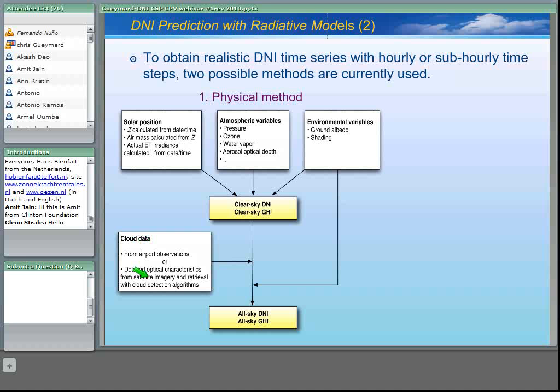With all this, now you can actually calculate the cloud transmittance, and multiplying this by the clear sky values, you obtain the all sky DNI and all sky global and all sky diffuse. And you obviously do that every hour or every 15 minutes or every minute if you want, and you get your time series that can be very long, and usually it is as long as you can get cloud data or the atmospheric variables.